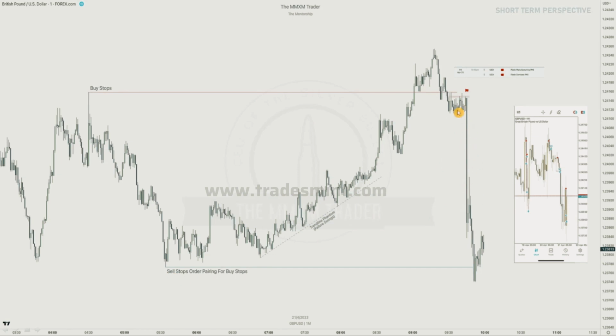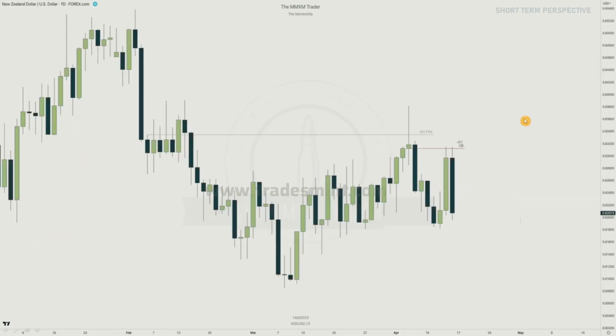So this is a perfect scenario where you are aware that buy stops have already been ran, and it is highly likely this high impact news release will just drop price, and you can clearly see here that sell execution into those sell stops for order pairing and closed down here. So perfect trade. So over here we've got a New Zealand dollar, US dollar daily chart, right?